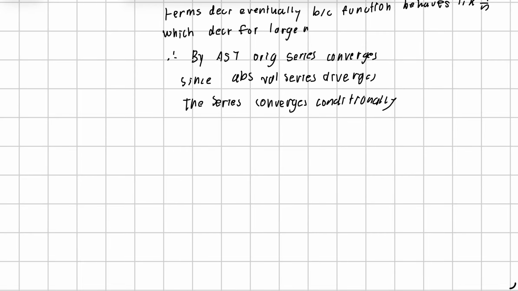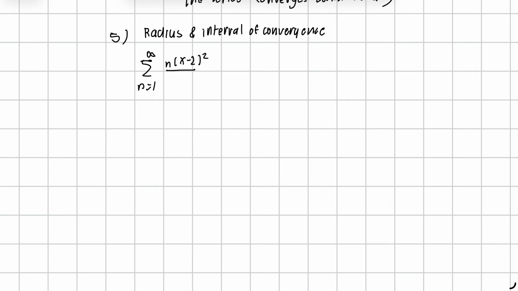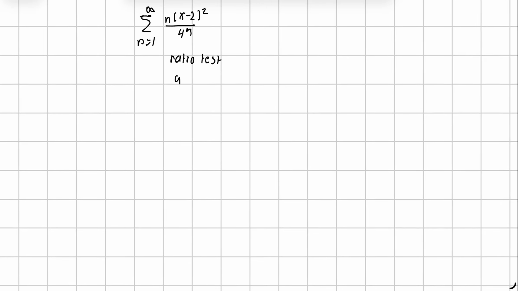So let's do one more example where we are looking for the radius and the interval of convergence. Let's say we have the summation from n equals 1 to infinity of n times (x minus 2) to the power of n over 4 to the power of n. We're going to use the ratio test, and we're going to say that a sub n is equal to n times (x minus 2) to the power of n divided by 4 to the power of n.